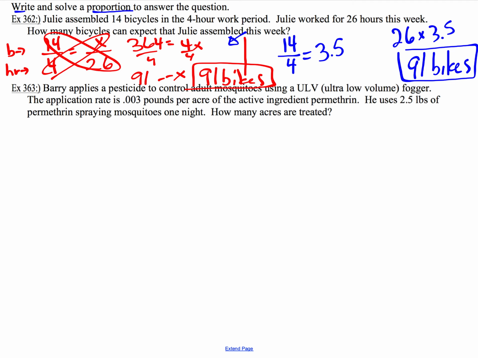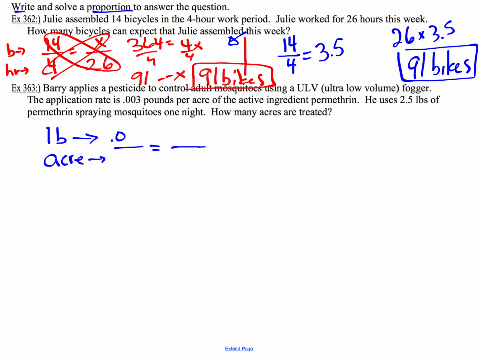Barry applies a pesticide to control adult mosquitoes using a ULV, which means ultra low volume, fogger. The application rate is 0.003 pounds per acre of the active ingredient permethrin. He uses 2.5 pounds of permethrin spraying mosquitoes one night. How many acres are treated? So we have pounds of permethrin compared to acres. So let's line our proportions up with pounds over acres.